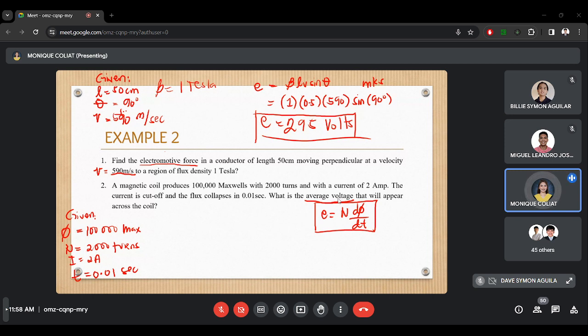Okay. So again, sabi ko nga sa inyo, gamitin natin yung MKS. Okay? Ibig sabihin, si Maxwell i-convert into Weber. Again, anong conversion? 1 Weber is equals to 10 raised to 8 max. So, convert natin siya. We have 100,000 max times 1 Weber over 10 raised to 8 max. What is our flux? Therefore, ang lalabas natin ay 1 times 10 raised to negative 3.